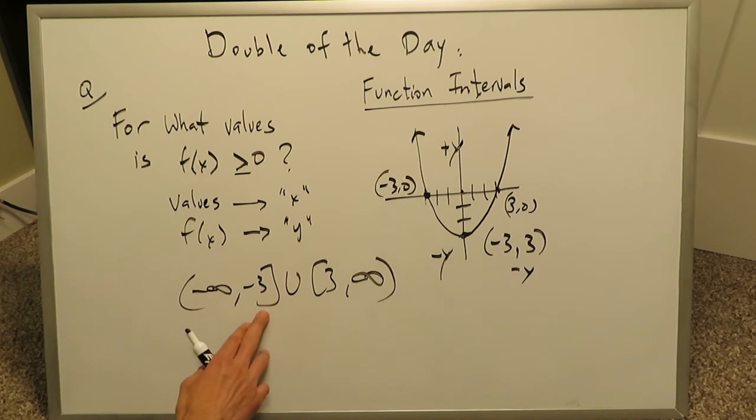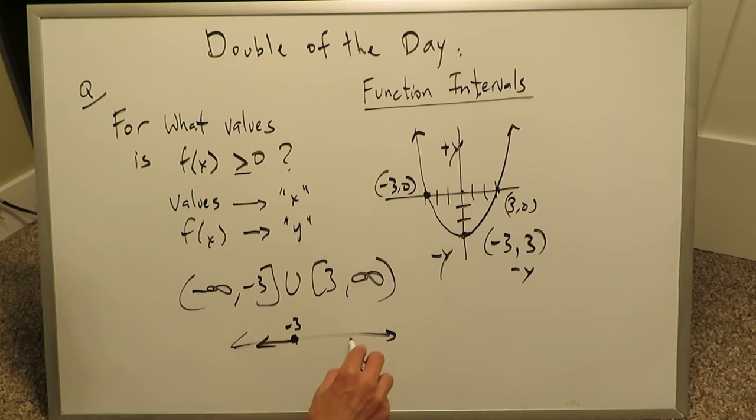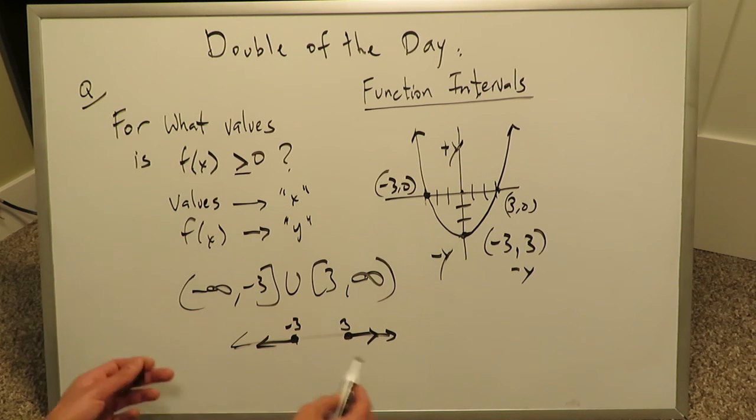Anything from -infinity up to and including -3, and then jumping up to 3, including 3, and going up to positive infinity. You could even notate your answer like this. You're looking at -3 this way, and then you're going in this direction. Then you're going from +3 right here, and then you're shooting out in this direction. And this would very well mirror that interval.